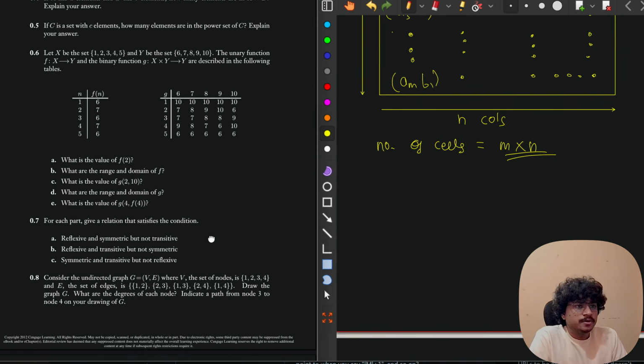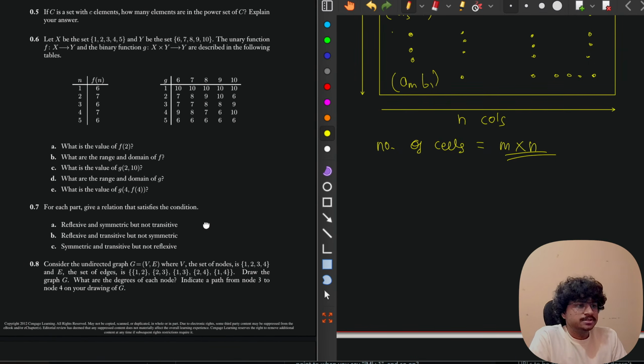Next question: if C is a set with C elements, how many elements are in the power set of C? The number of subsets of any set is going to be 2 to the power of the number of elements, 2 to the power C. The power set is the set of all subsets, so the number of elements in the power set is just the number of subsets, which is this.